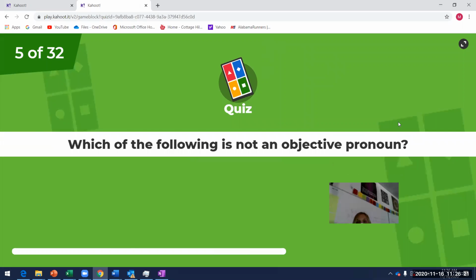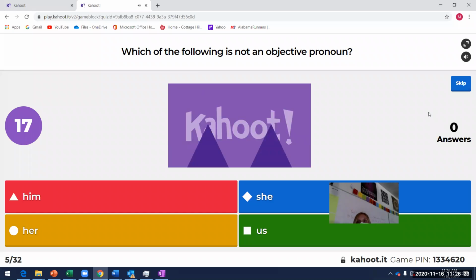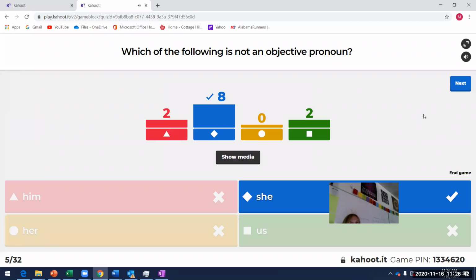All righty. Which of the following is not an objective pronoun? You have them up here on the board. Red is him, yellow is her, blue is she, green is us. Him and her are the ones that are kind of hard to see. All right, so she is not objective because if you look, she is underneath nominative. You need to know those for tomorrow, okay? Everybody should study that list.